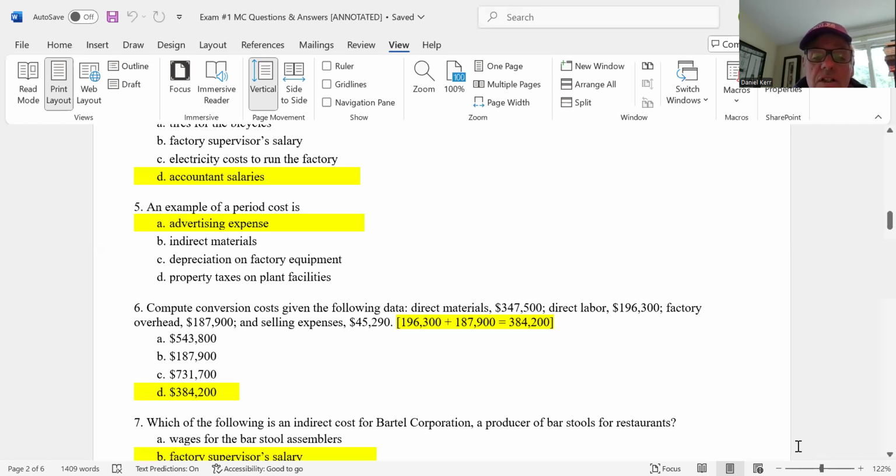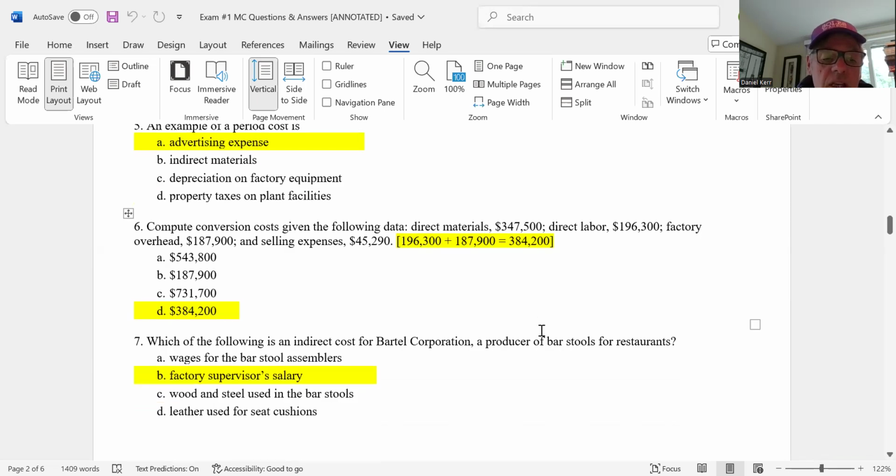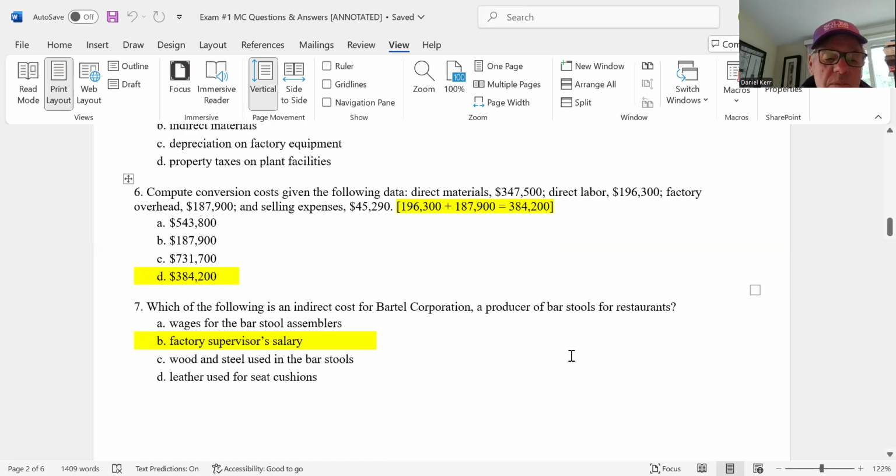Okay, conversion costs. Conversion costs would be the total of direct labor and factory overhead. So that's 193 direct labor and factory overhead of 187, which gives you 348,200. Number 7, which of the following is an indirect cost for a producer of bar stools? So wages for bar stool assemblers, wood and steel used in bar stools, leather used for seat cushions. Those are all direct costs. So factory supervisor's salary would be important, but it would not be a direct cost. So the answer there is B.